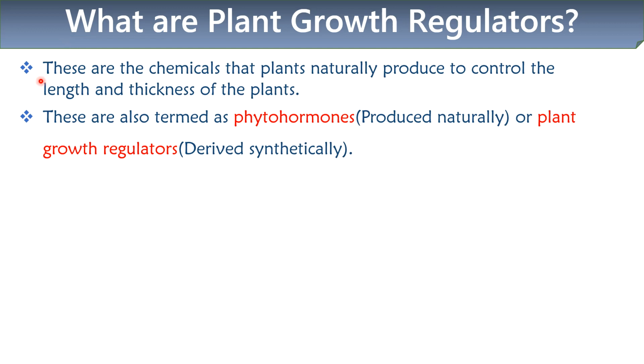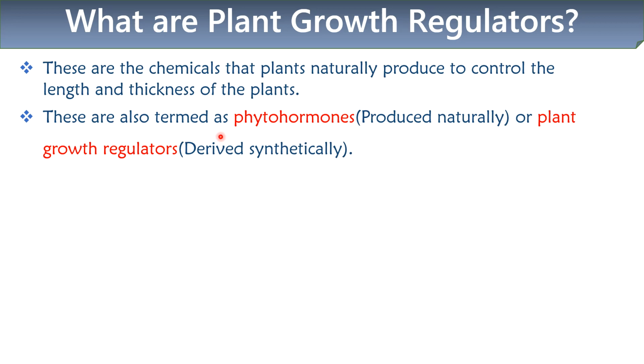Plants rely on a group of chemical substances known as plant growth hormones to signal, regulate and control their growth. Plant growth hormones are the chemicals that plants naturally produce to control the length and thickness of the plant. These are also termed as phytohormones or plant growth regulators. Plant hormones regulate the physiological activity of plants by either stimulating or terminating plant maturation. So in simple, we can say that plant hormones control the growth behavior of plants.